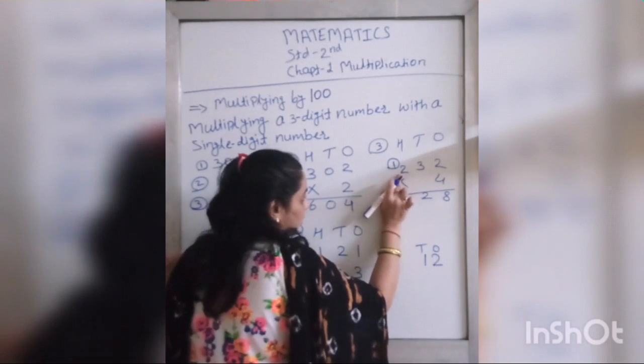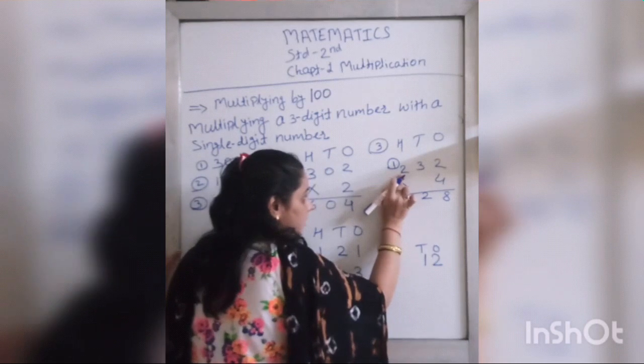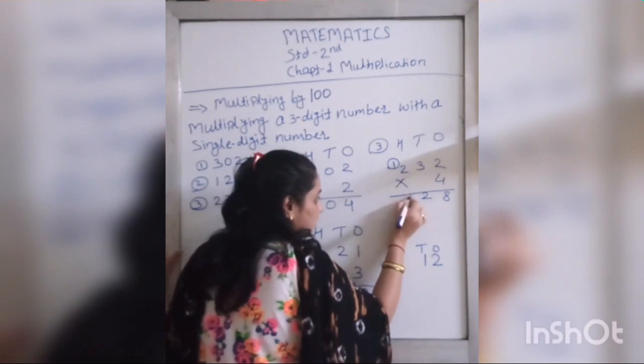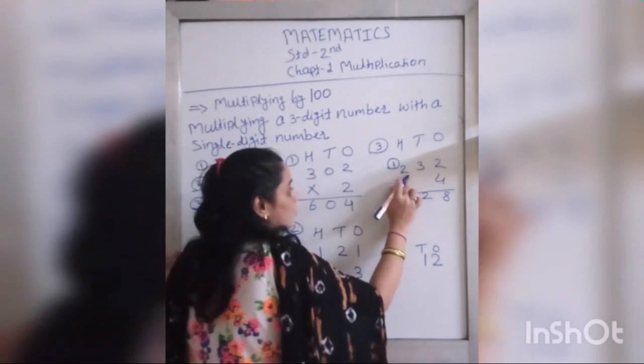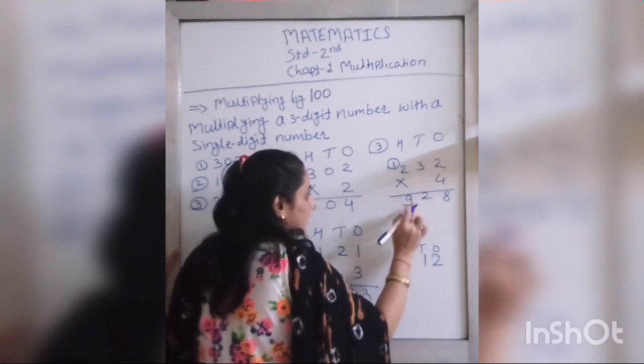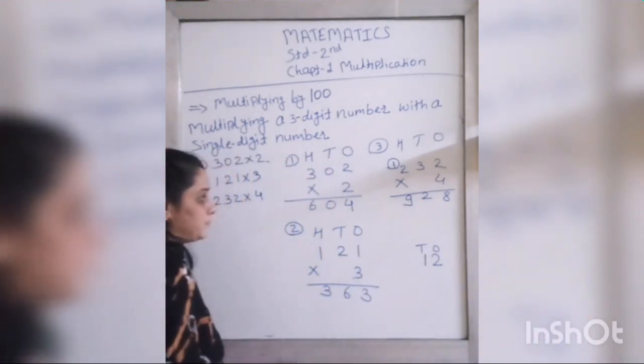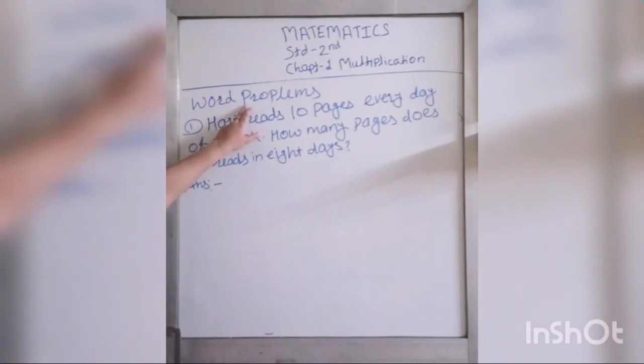Now multiply, the number on 100th place is 2. 4 2s are 8, plus 1 is equal to 9. So 232 multiplied by 4 is equal to 928. Understood? Next, word problems.